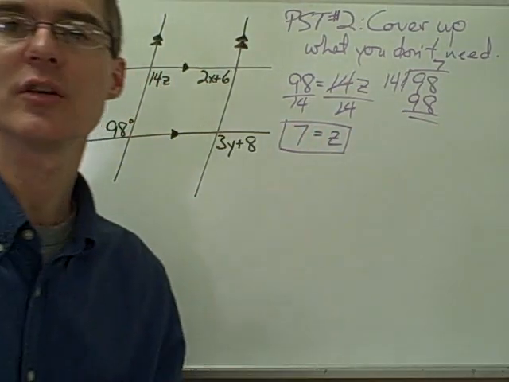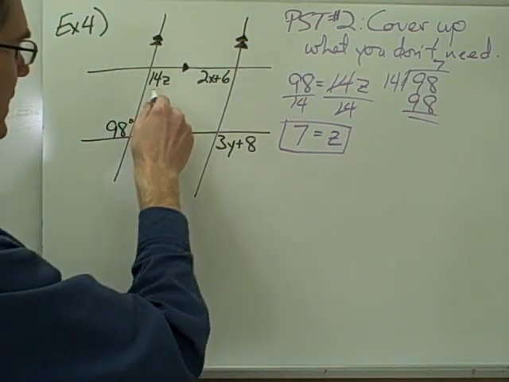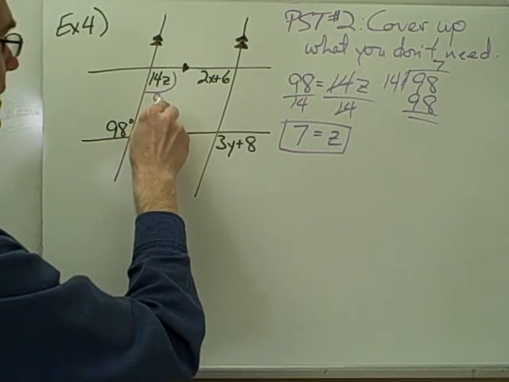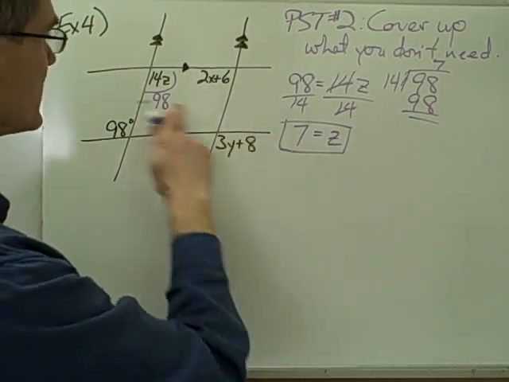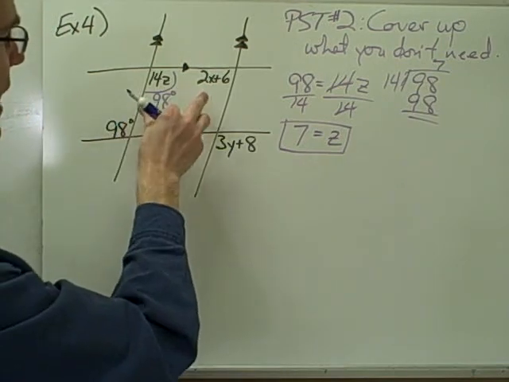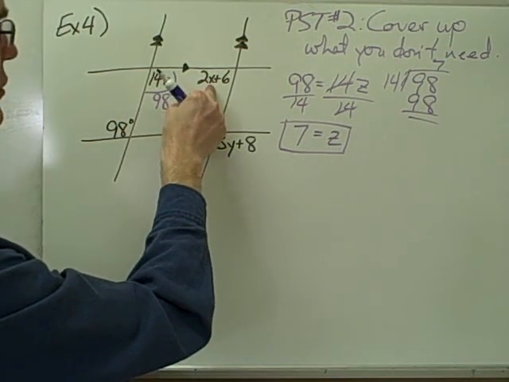Now, once I know the value of z, once again, I can plug that in here. Actually, even without plugging it in, I know that this angle is going to be 98. Z is 7. 7 times 14 is 98. So I know this angle is 98 degrees. Now I can solve for this value here.